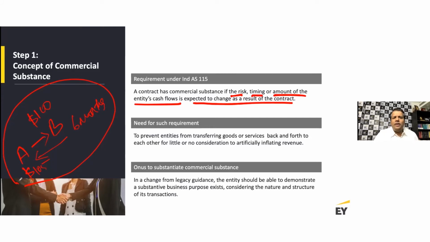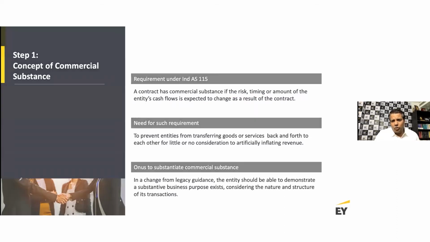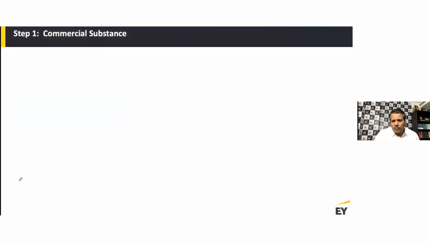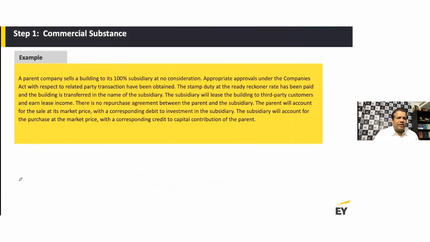The entity should be able to demonstrate a substantial business purpose exists. Otherwise, if there is no business purpose, you're not supposed to account for these transactions, or account for them based on the substance of the transaction. So that's an area of judgment we need to look at. We're going to talk a little more on the commercial substance with the help of an example. So let's look at this example.